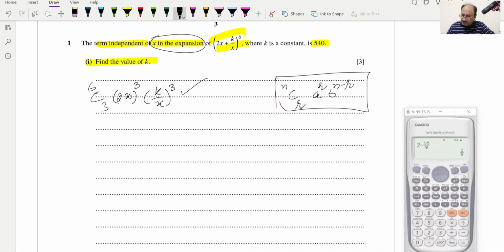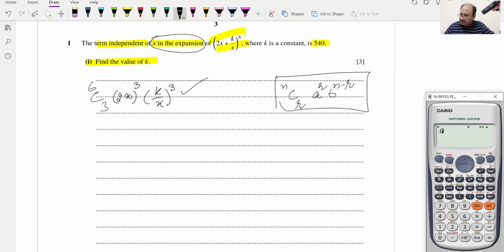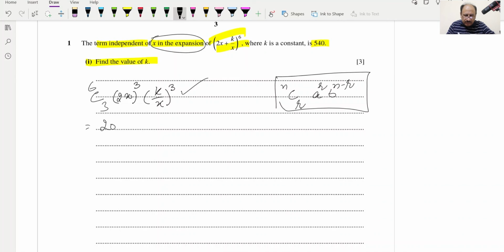Now we can check 6C3, which will be equal to 20. We write it as 20, and 2 raised to the power 3 will be 8, x cubed, and this will be k cubed over x cubed, and we can cancel x cubed with x cubed. Next, 8 into 20 will be 160 k cubed, and it is given that this is equal to 540. So 160 k cubed is equal to 540.